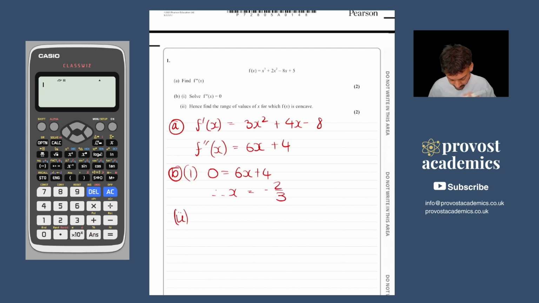Part 2 is asking to find the range of values for which f of x is concave. For a concave shape, we're looking for a sort of sad quadratic type of shape. For that to be true, our second derivative must be less than 0, so f dash dash x must be less than 0. We know what the second derivative is: 6x plus 4 less than 0. So x must be less than minus 2 over 3.